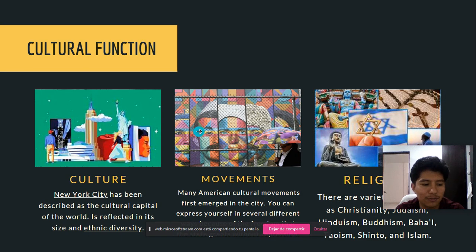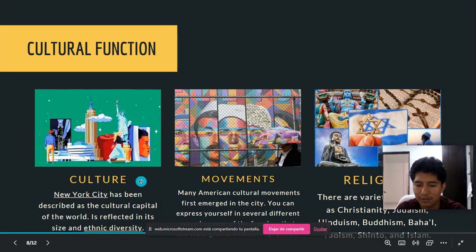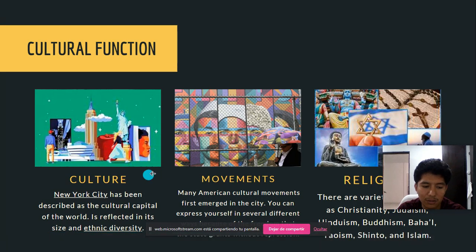Almost heading to the last, we have the cultural functions, which can be described with one word: multi-diversity. New York City has been described as the cultural capital of the world. It is reflected in its size and ethnic diversity. Home to the birth of many American cultural movements that first emerged in the city, where you can express yourself in several different ways because of the freedom that the state grants, almost without repression.